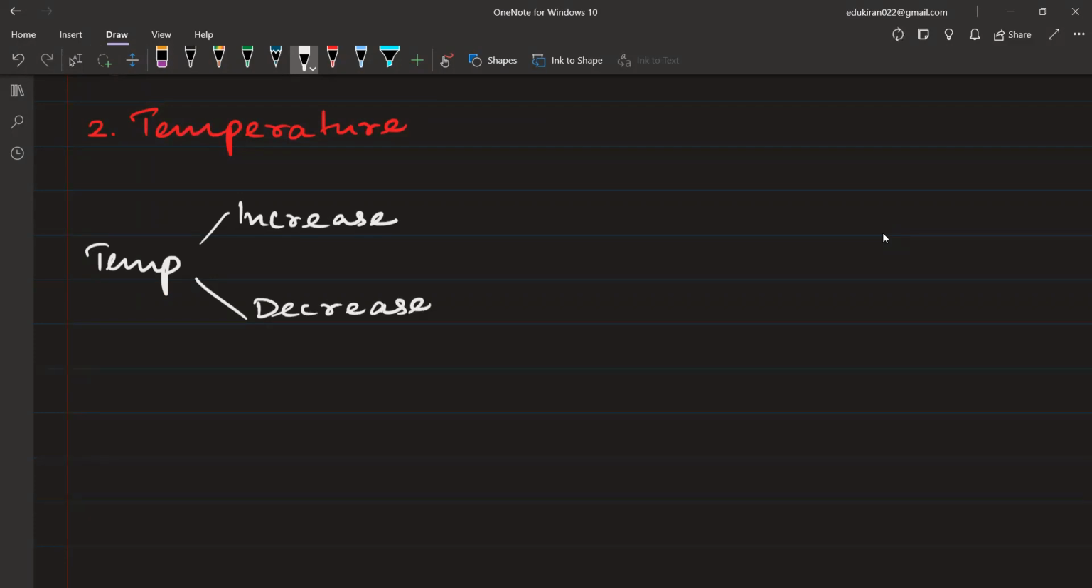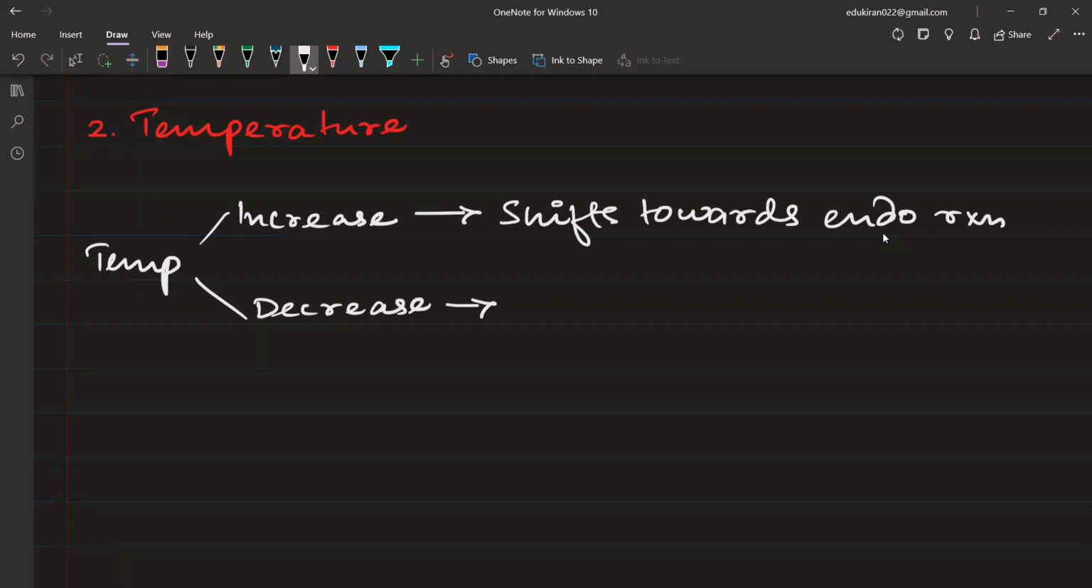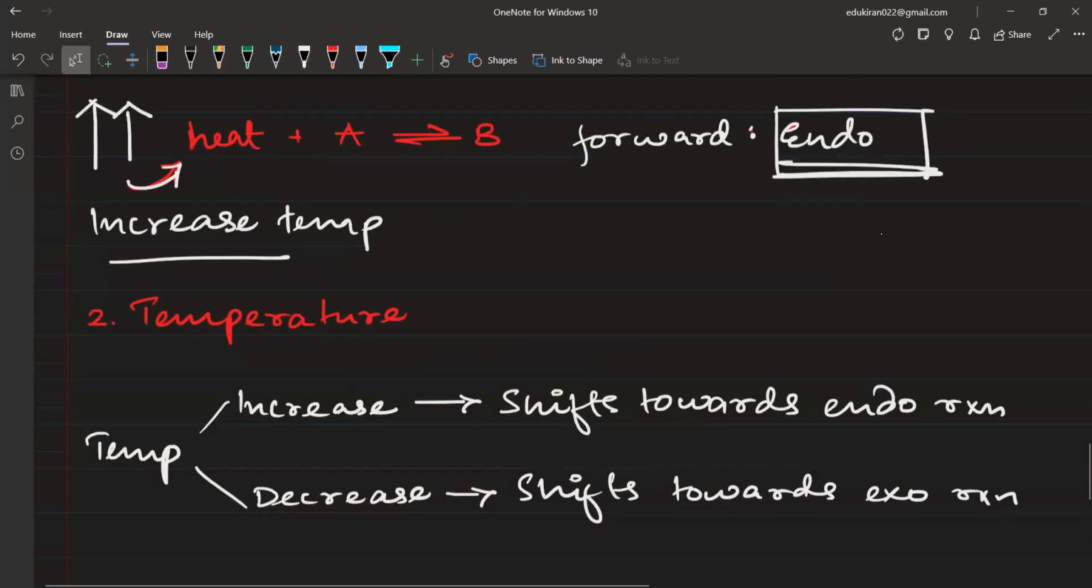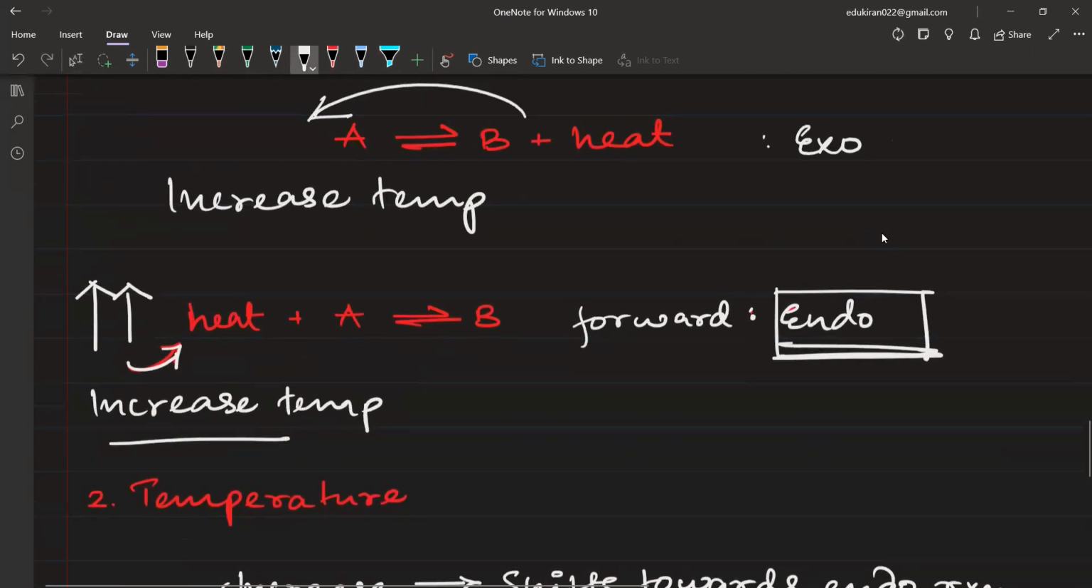Now, if the temperature is increasing, then the equilibrium will shift towards endothermic reaction. If it decreases, it shifts towards exothermic reaction. ठीक है, जैसे कि मान लीजिए अगर आप यहाँ पे देखें तो forward reaction, that is what is that? Forward is endothermic, और अगर हम backward देखें तो backward reaction is exothermic, है ना?